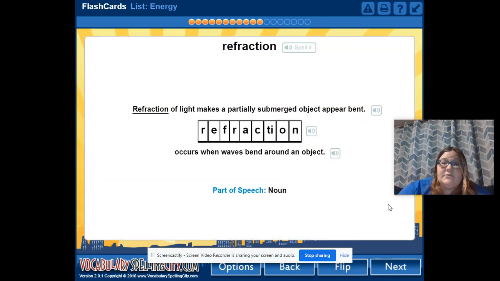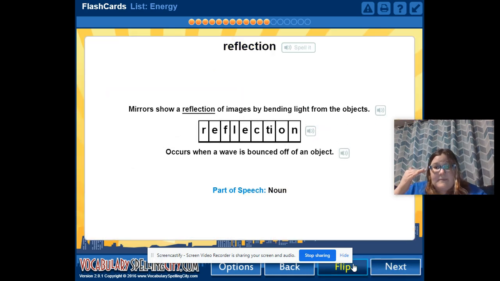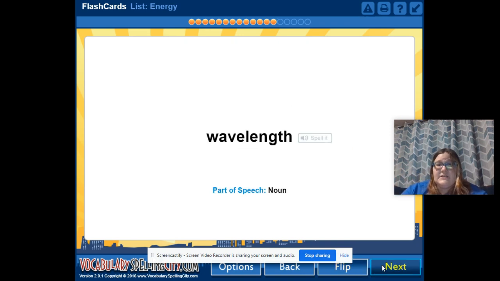Refraction. We've had this word before. It occurs when a wave bends around an object. It's why you hear me in another room, why the straw looks bent in liquid. It's going through two different mediums. Reflection, the bouncing back of a wave, like a mirror. It hits, it comes back, you're seeing a reflection.